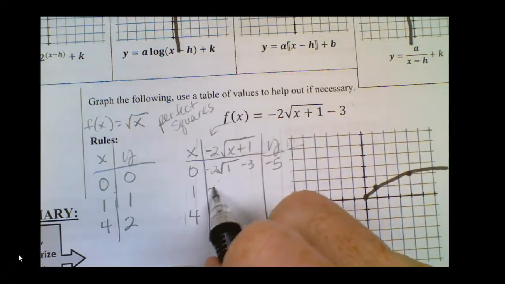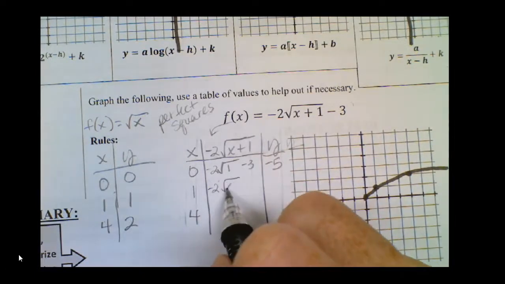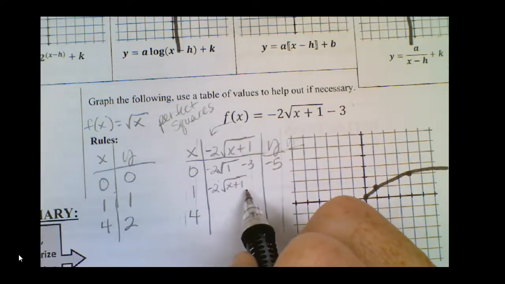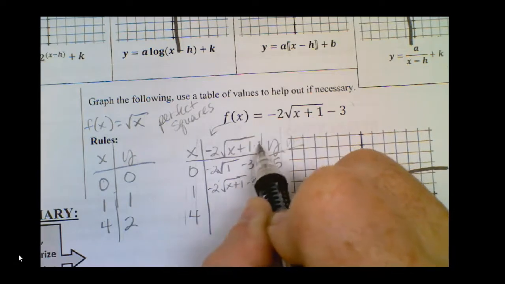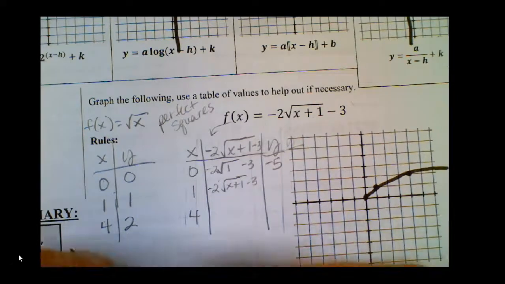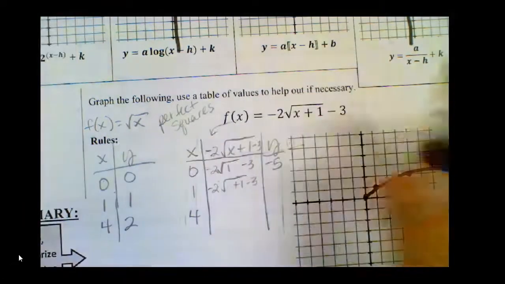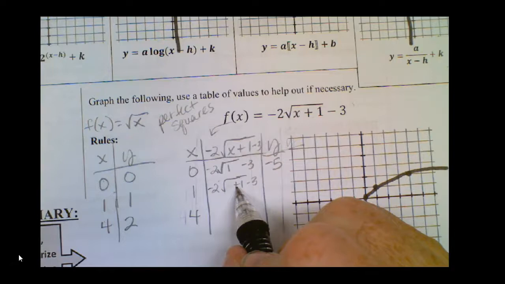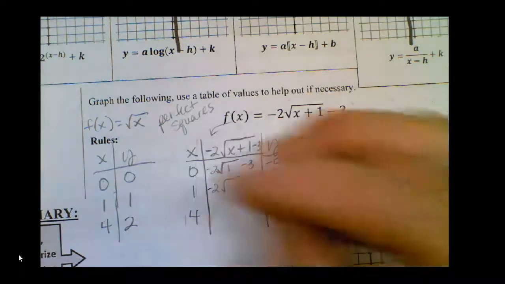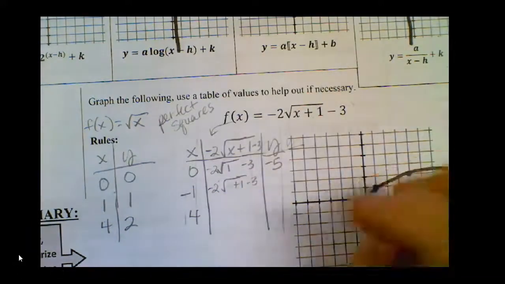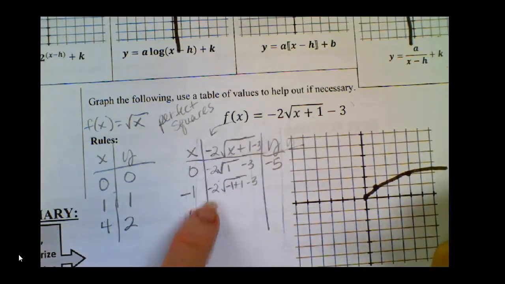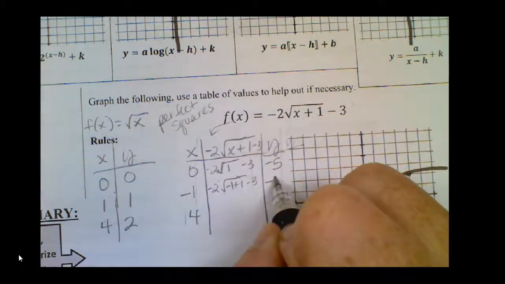And negative 2 times the square root of x plus 1, ooh, that gives me an ugly number. I don't know that I like that. Minus 3. So that's going to give me a 2. Maybe I'll change my input after all. So what would give me the next perfect square? I could actually put a negative 1 in here, couldn't I? Because that would give me a 0. So I'm actually going to change this to a negative 1. Let's see what happens. Negative 1 plus 1 is 0. That helps me. Square root of 0 is 0, times negative 2 is 0. Minus 3 is negative 3.